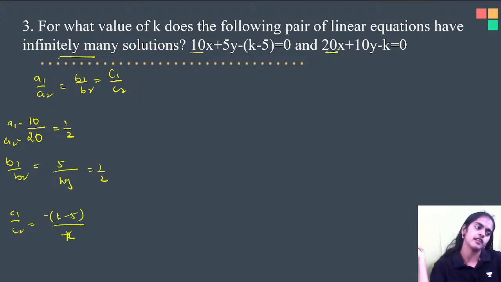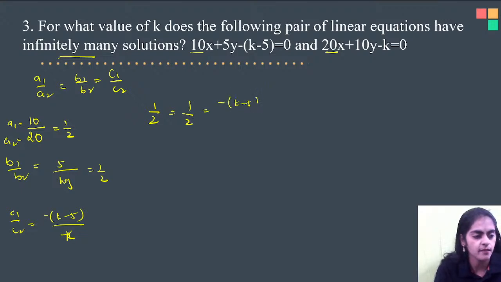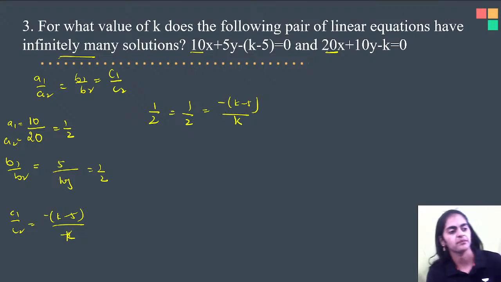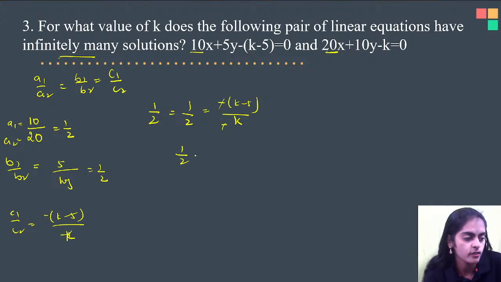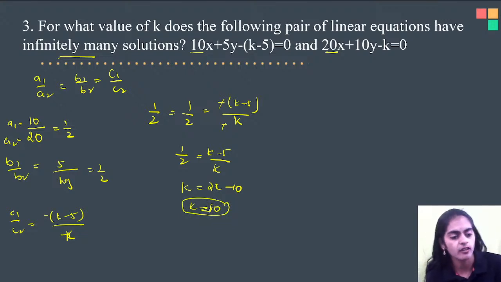So you need to find the value of k. Since all the ratios are equal, a1 by a2 is 1 by 2, b1 by b2 is also 1 by 2, and c1 by c2 is minus k minus 5 by minus k. The minus signs cancel. So you have 1 by 2 equal to k minus 5 by k, or k equals 2k minus 10, or k equals 10. So the value of k I got here is 10. I hope this question is very clear to everyone. Shall we proceed to the next one?